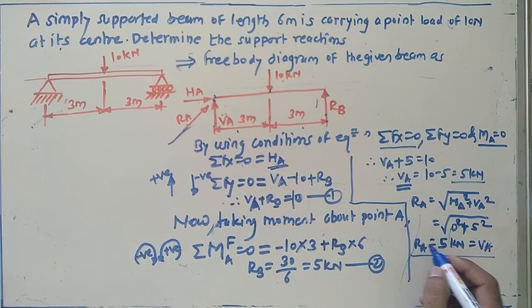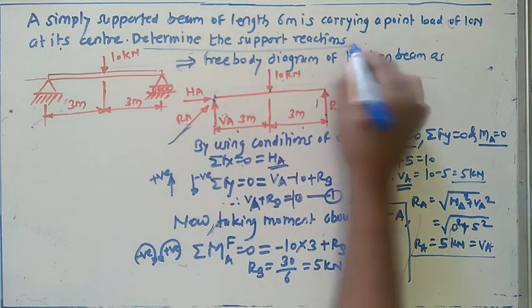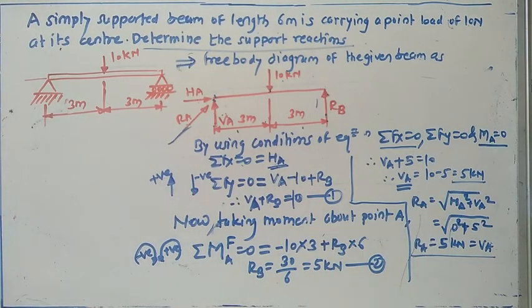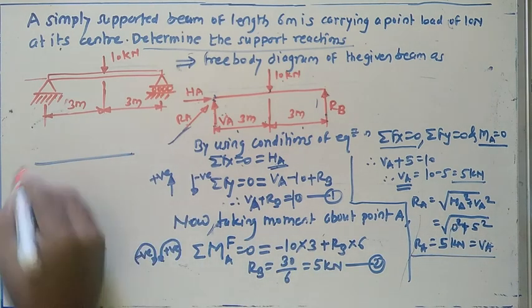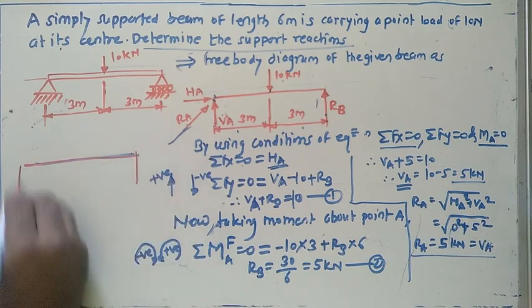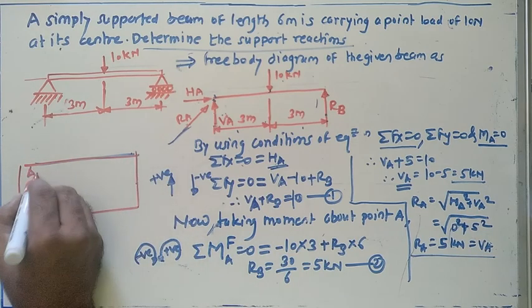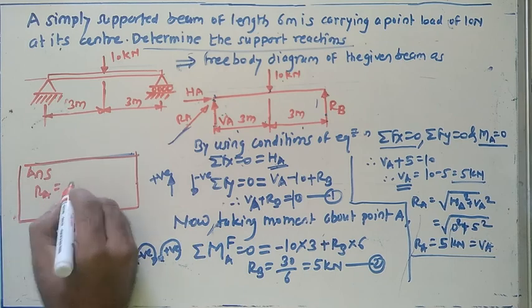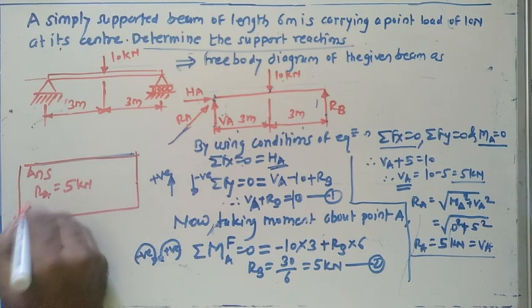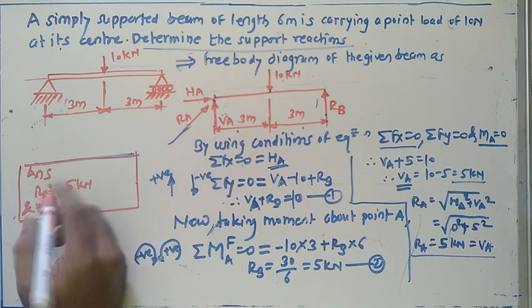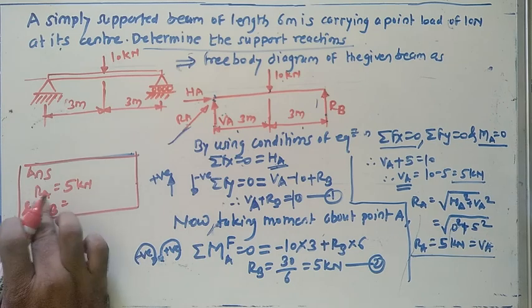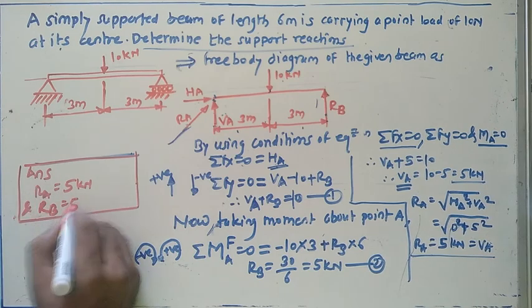So as far as the question asked here, the answer is RA equals 5 kilonewton and RB equals 5 kilonewton.